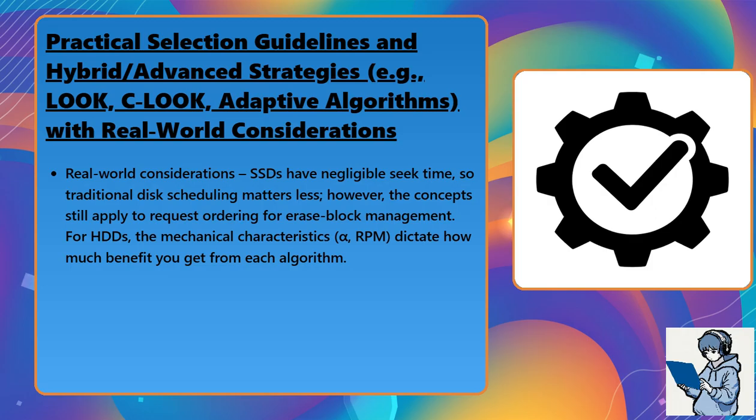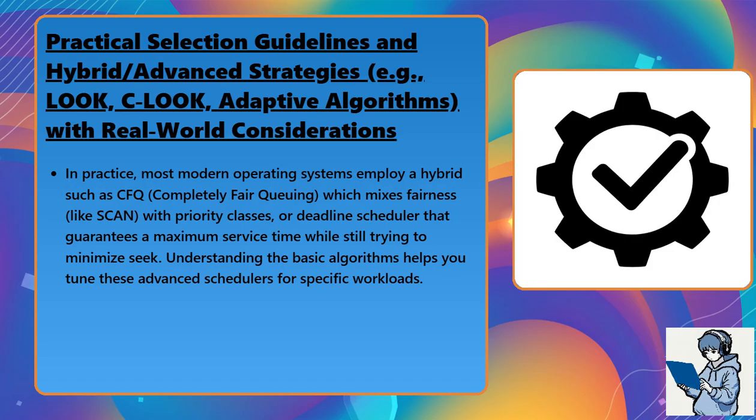Real-world considerations: solid-state drives have negligible seek time, so traditional disk scheduling matters less. However, the concepts still apply to request ordering for erase block management. For hard disk drives, the mechanical characteristics, such as RPM, dictate how much benefit you get from each algorithm. In practice, most modern operating systems employ a hybrid such as CFQ, completely fair queuing, which mixes fairness like SCAN with priority classes, or a deadline scheduler that guarantees a maximum service time while still trying to minimize seek. Understanding the basic algorithms helps you tune these advanced schedulers for specific workloads.